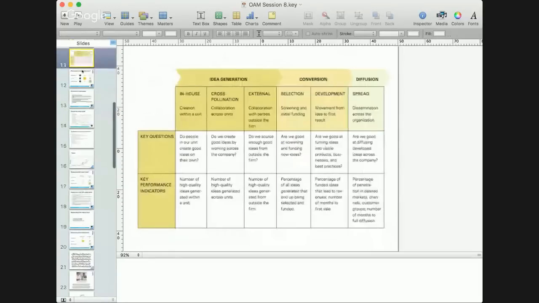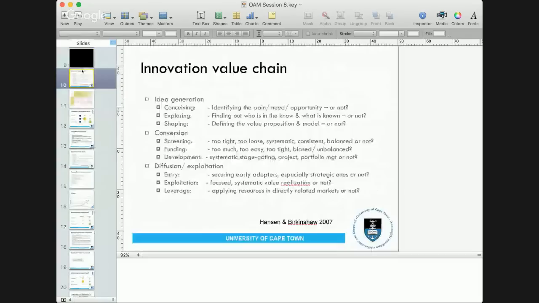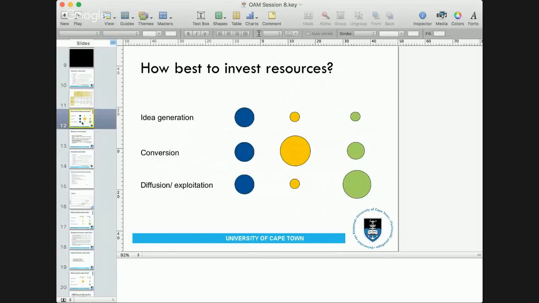So basically, I'm using the slides from session 8. The innovation value chain is 3 main areas: idea generation, conversion, and diffusion. And it basically lists what happens. This is Hansen and Birkinshaw 2007 from the reading that we did. Very simply, we could look at it in these 3 areas. Some companies are very balanced between idea generation, conversion, and diffusion. Some have very little idea generation. They spend a lot of time converting and very little exploitation. And other companies spend little time in idea generation, a bit more time in conversion, and a lot of time in exploitation.